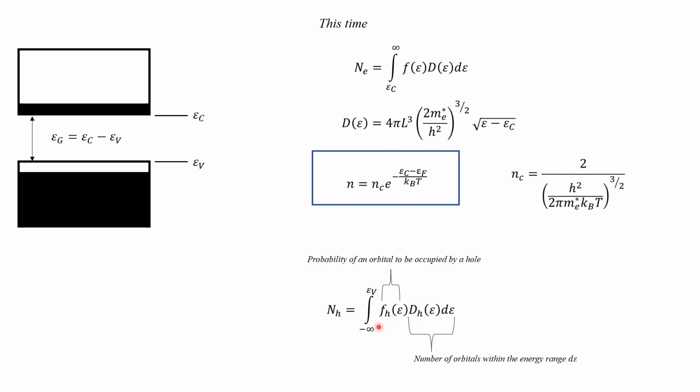So when we integrate over all energies of the valence band, so starting from minus infinity all the way to the highest energy of the valence band, which we call epsilon v, we obtain the number of holes, in other words, the number of unoccupied orbitals in the valence band.